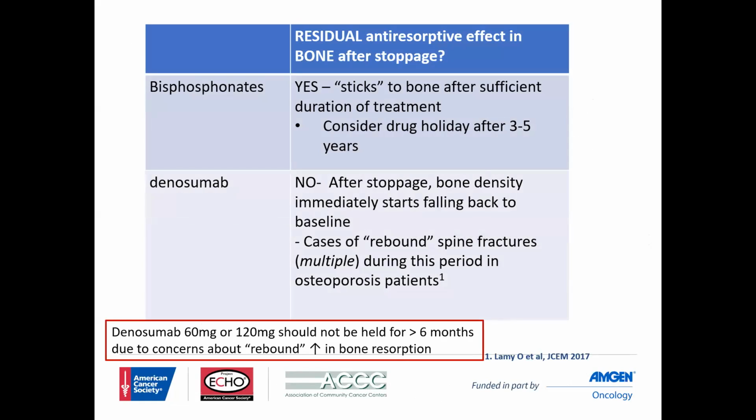So bisphosphonates, they bind to the bone, they bind to bone mineral because of their structure, right? They're going to stick to bone after you've given them for a few years, so you don't have to worry about this loss of effect. But with denosumab, there's a rapid loss of effect, and there's even cases of rebound spine fractures occurring. And we can advance one more.